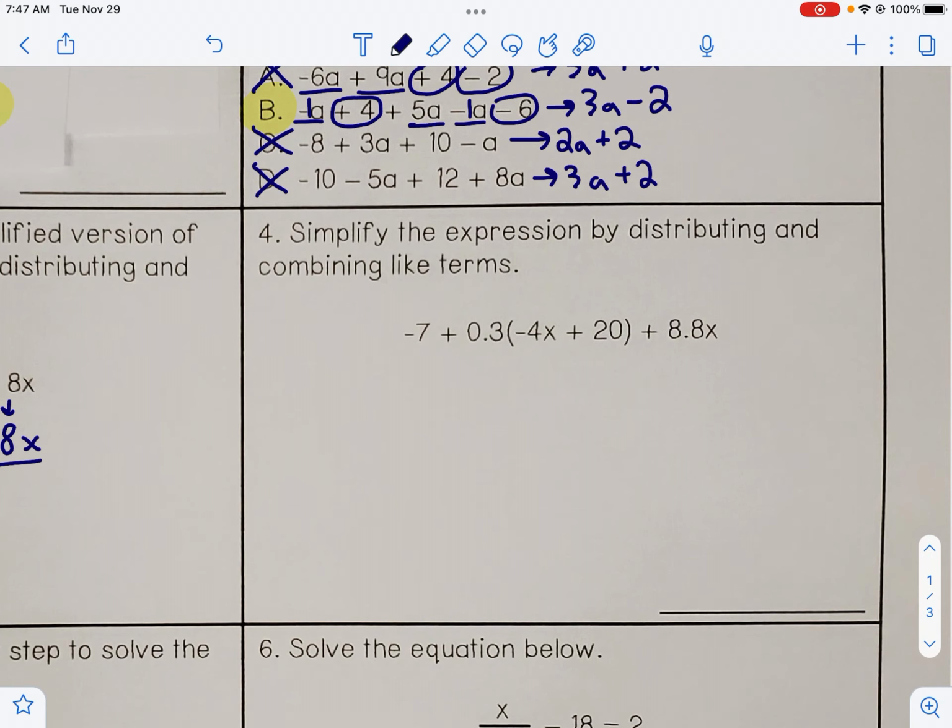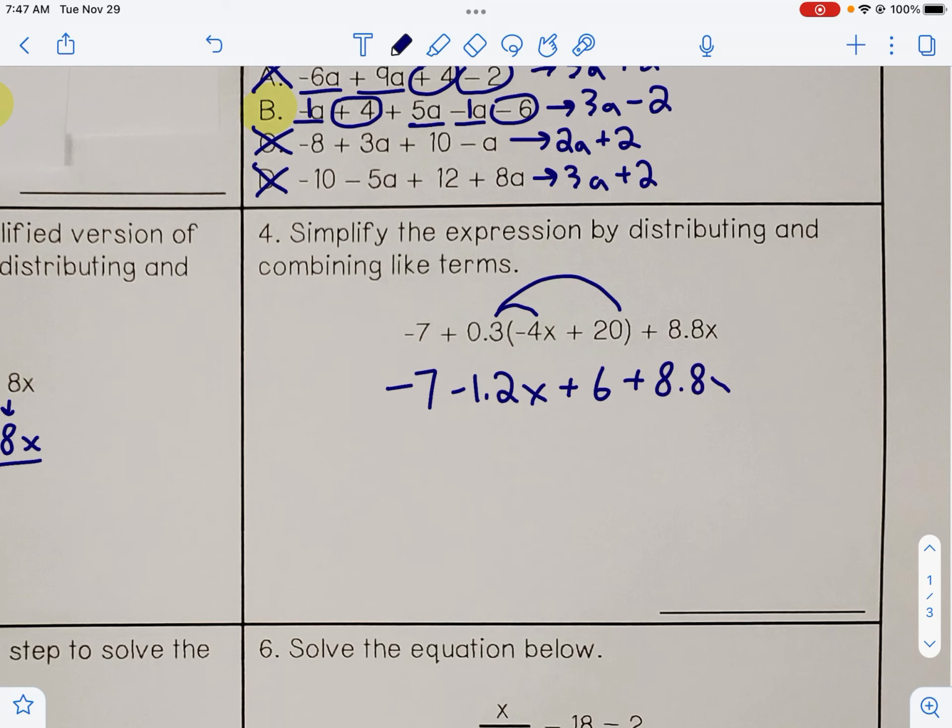For number 4, again, there's no equal sign, so we need to simplify by combining like terms. There is a number outside the parentheses, so we have to distribute. When we distribute, 0.3 times negative 4x, we'll get negative 1.2x. 0.3 times 20 gives positive 6.